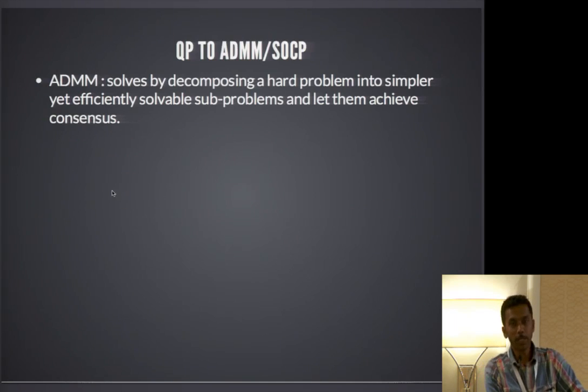So here we are introducing two different algorithms. One is ADMM, which is alternating direction method of multipliers, and the second one is SOCP, which is basically second order conic problem. What ADMM does is basically a divide and conquer kind of technique, where it decomposes a complicated problem into smaller sub-problems and finds an effective way of solving them. At the same time, at the end, it tries to achieve some sort of consensus. That's a very high-level description of ADMM.